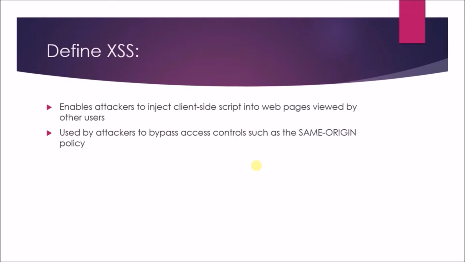XSS enables attackers to inject client-side script into web pages viewed by other users. A cross-site scripting vulnerability may be used by attackers to bypass access controls such as same origin policy. What is same origin policy? Same origin policy is nothing but restricting the resources of a particular domain within itself and not allowing them to be accessed across various other domains.